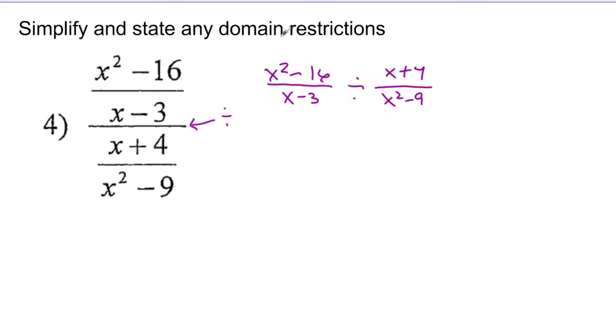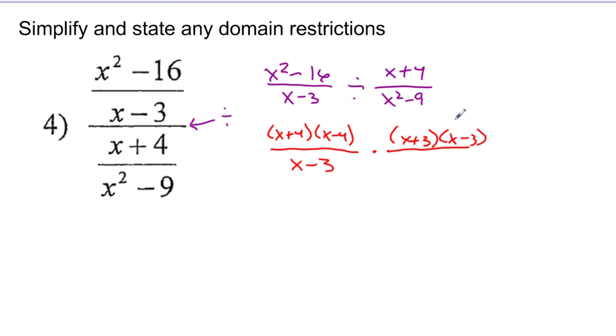Right? And now I can just proceed like we did in problem number 1. So my first fraction, remember, is going to stay the same. I'm not going to flip that one. x plus 4 and x minus 4. Okay? My denominator is going to be x minus 3. That doesn't factor. x squared minus 9 is going to be my new numerator, but I'm going to factor that into an x plus 3 and an x minus 3. Okay? And the numerator of my original problem becomes the denominator after I take the reciprocal.